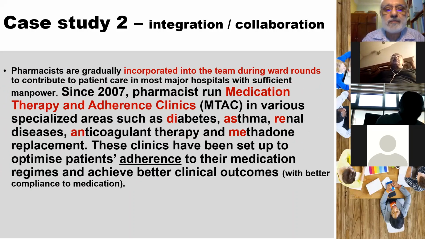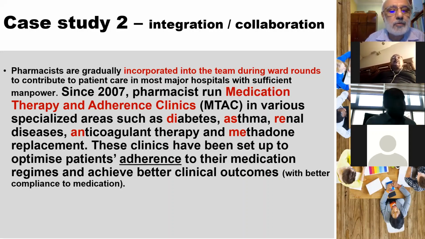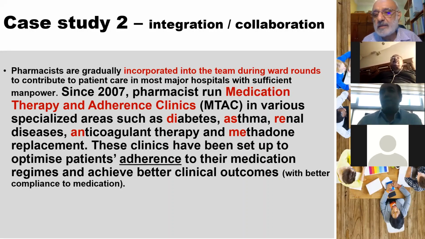Since 2007, the pharmacists run what they call medication therapy and adherence clinics in various specialized areas, such as diabetes, asthma, renal disease, anticoagulant therapy, methadone replacement, basically chronic conditions. These clinics are managed by the pharmacist, and they are set up to optimize the patient's adherence to their medication, that is, to achieve better compliance and therefore a better outcome.